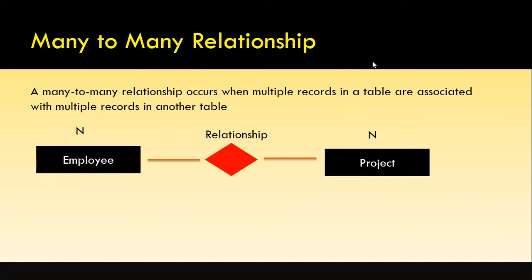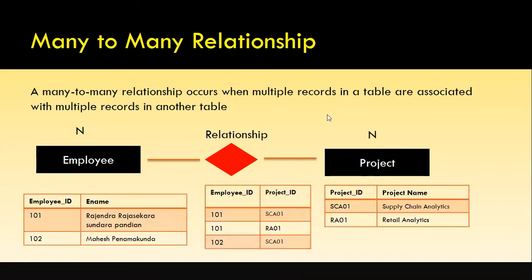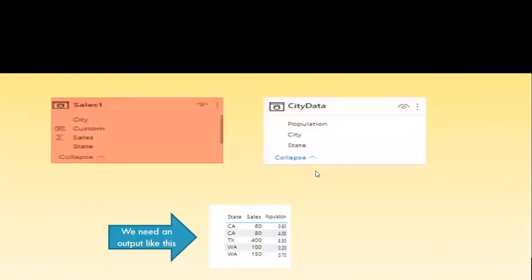So this is the one we have seen in this example. I have explained how we resolve this many-to-many relationship. It's not a pretty straightforward way of implementing it. Let us take this example.